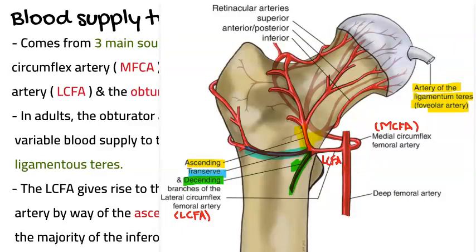The lateral circumflex femoral artery can divide into ascending, transverse, and descending branches. So from these ascending branches, it can go into the retinacular arteries, superior, anterior, posterior. Also, the medial circumflex femoral artery can divide and become a retinacular artery that supplies the femoral neck.